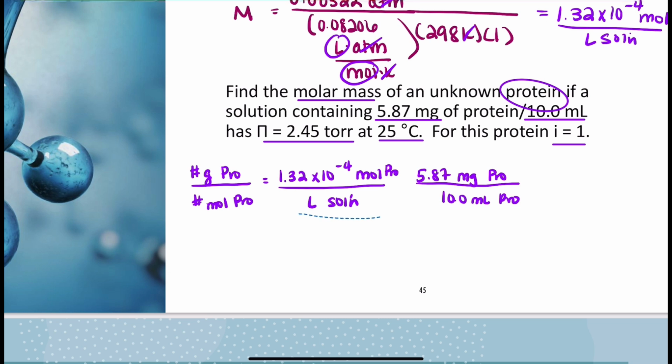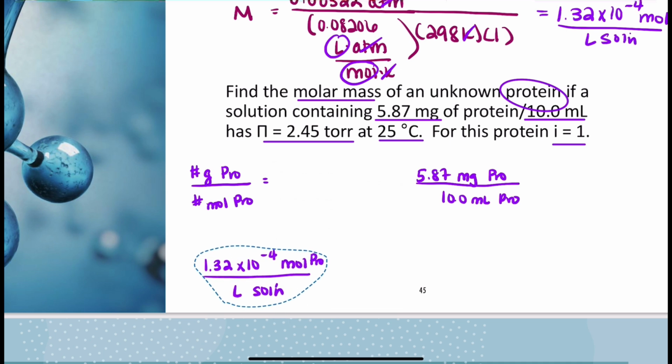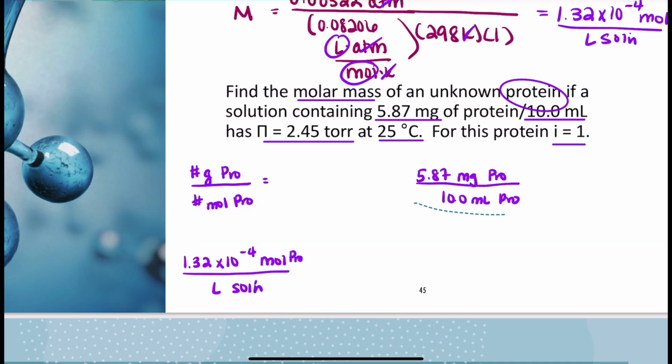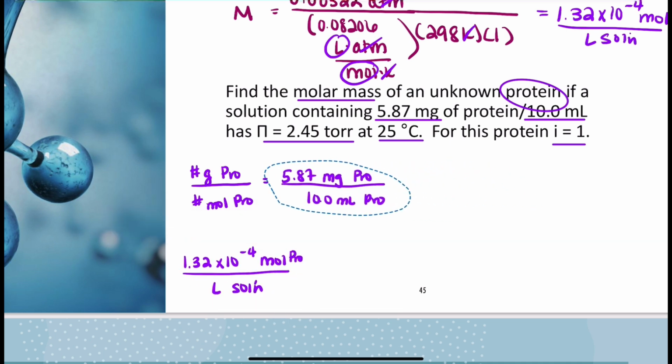I'm going to go ahead and move this one out of the way, because again, this one isn't going to help me. I've got the moles on the wrong side, so I'm going to have to flip this equation around at some point. I'm going to start with this one: 5.87 milligrams of protein. I could start with the other one as well. It doesn't matter. I'll show you that in a sec. But 5.87 milligrams of protein for every 10 mils of solution, because it's dissolved into the solution.